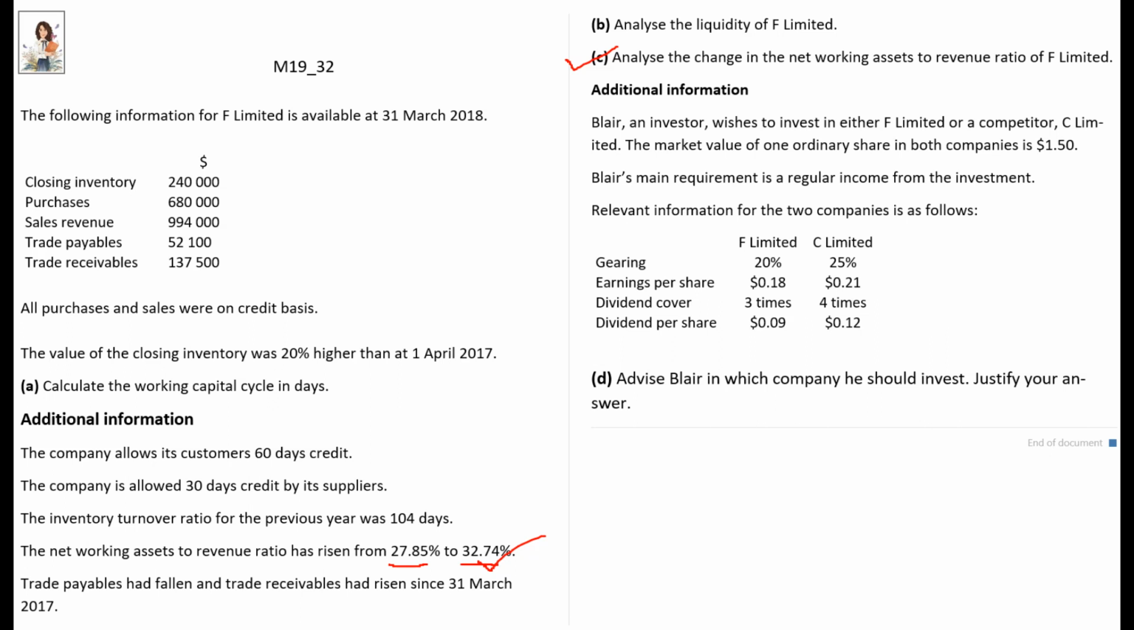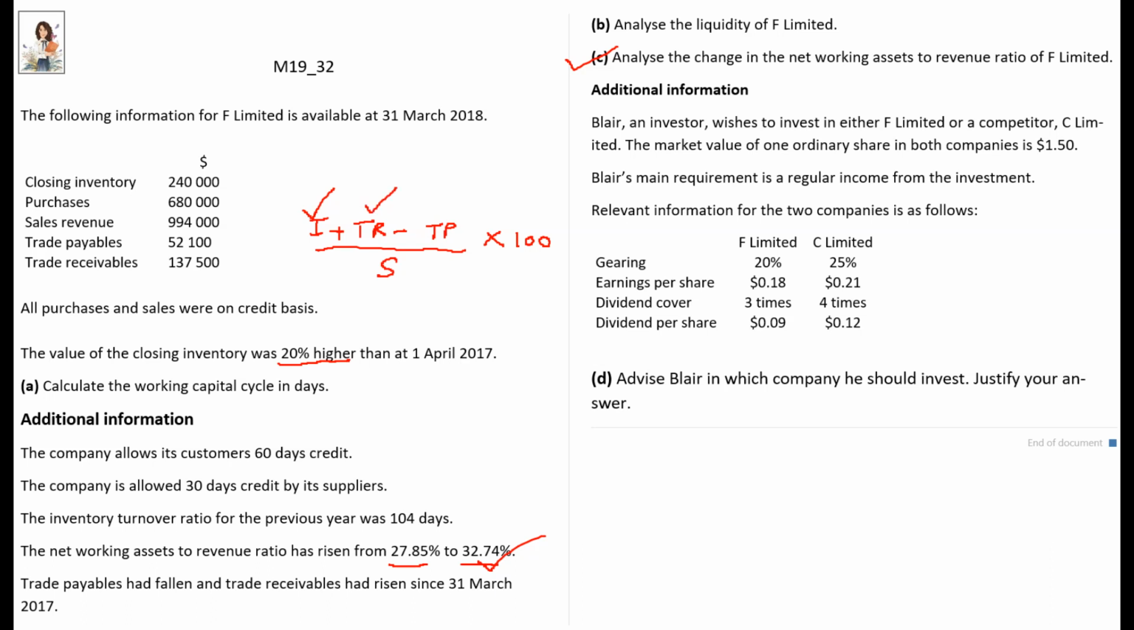We know that the formula for net working assets to revenue ratio is inventory plus trade receivables minus trade payables upon sales into 100. Let us look at each one of these components separately. So for inventory, we see that the closing inventory is greater than the opening inventory. So inventory has increased during the year.